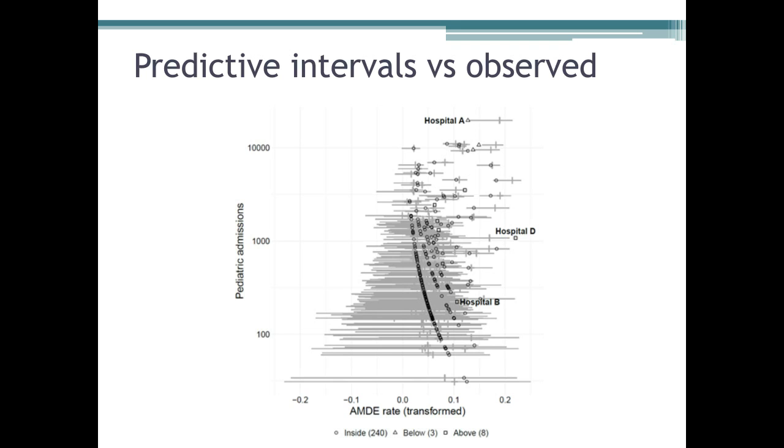Hospitals B and D, which are a little bit harder to see, actually come in well above their safety performance targets. So these are the kinds of hospitals where we're going to go after that signal and figure out what to do.